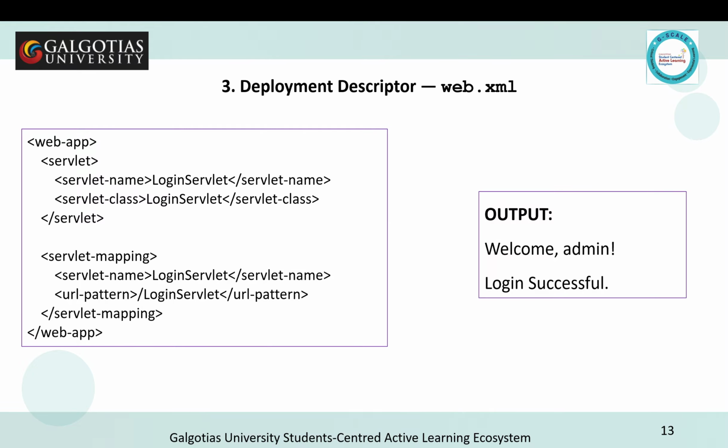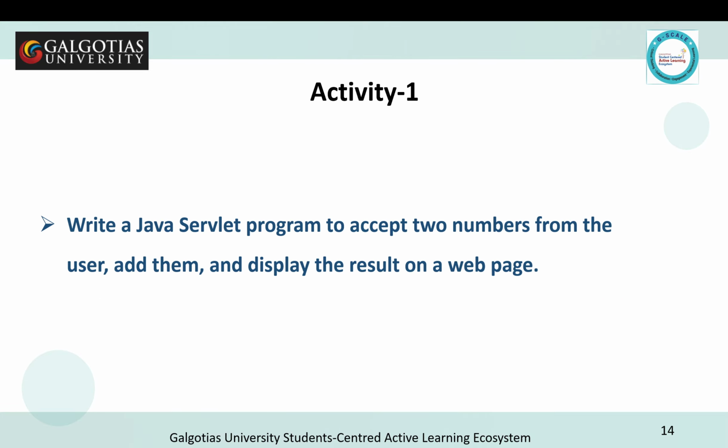The deployment descriptor maps the servlet name to a URL pattern. When the client accesses this URL, the corresponding servlet is executed. If valid credentials are entered, the servlet displays a welcome message along with the login success confirmation. As I earlier told you, this deployment descriptor web.xml file is not required if you are using the @WebServlet annotation.